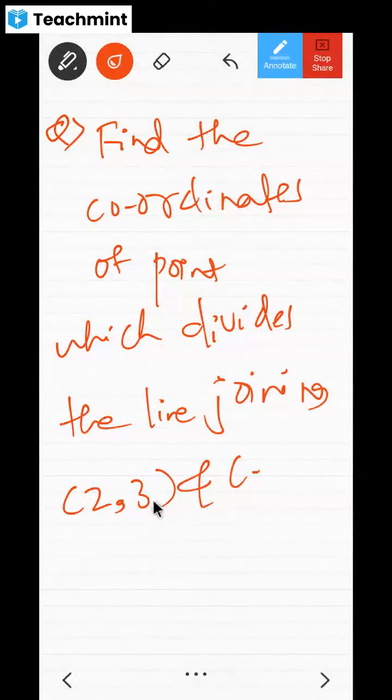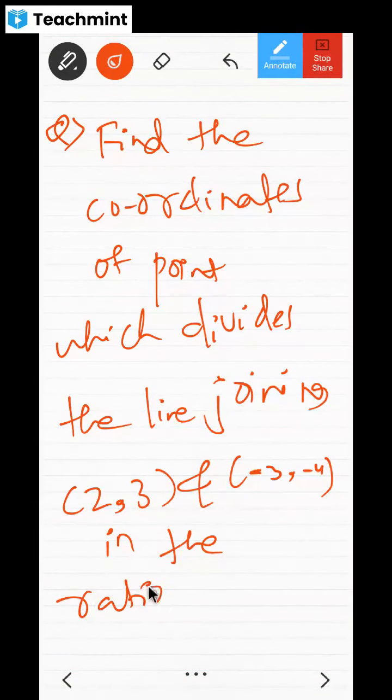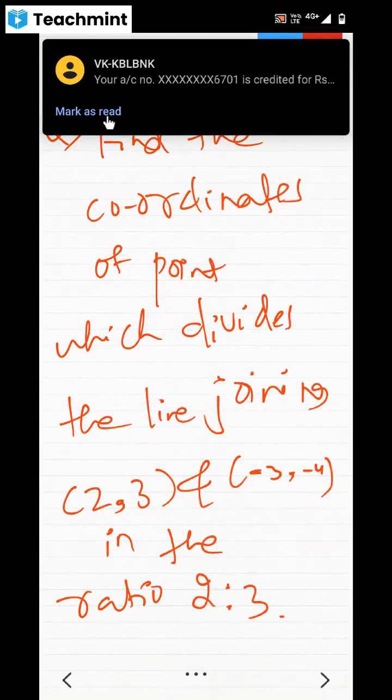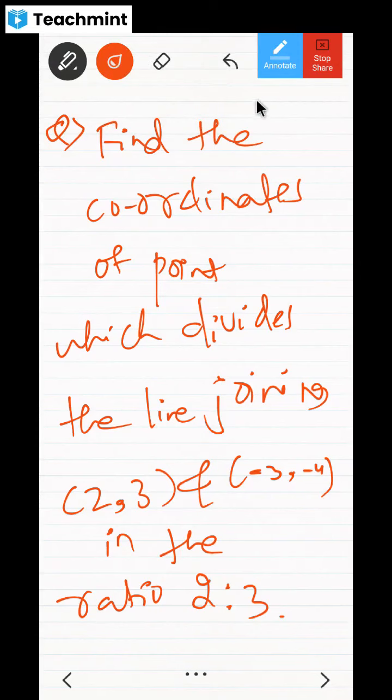So the line joining 2, 3 and minus 3, minus 4, in the ratio 2:3. Please turn off your mic. Find the coordinates of the point. Again, my screen is not visible, I guess. Visible, sir. Okay. Find the coordinates of the point which divides the line joining 2, 3 and minus 3, minus 4 in the ratio 2:3. Will you do this?